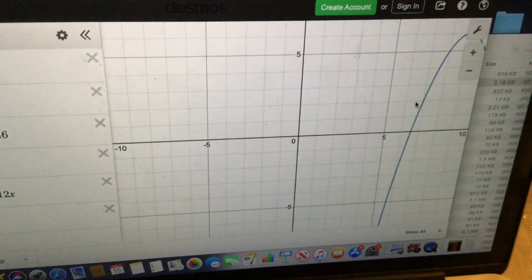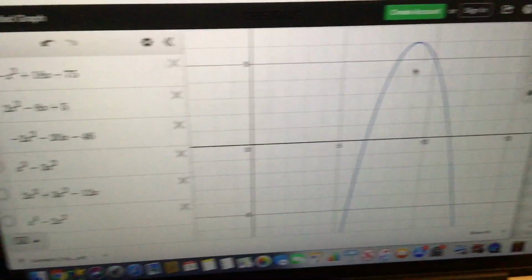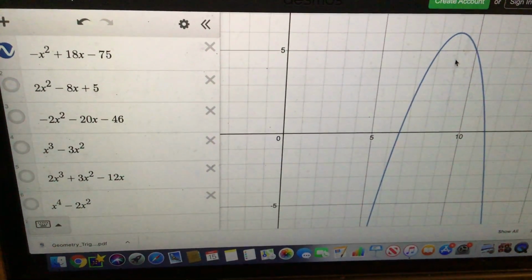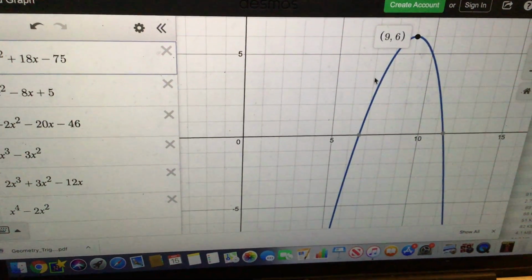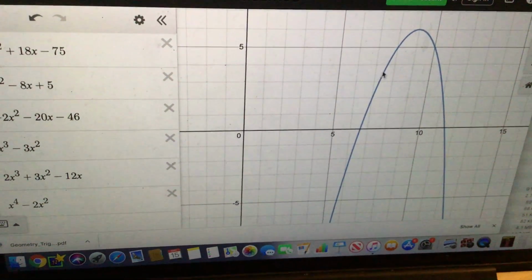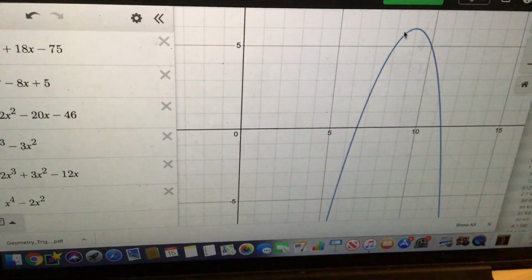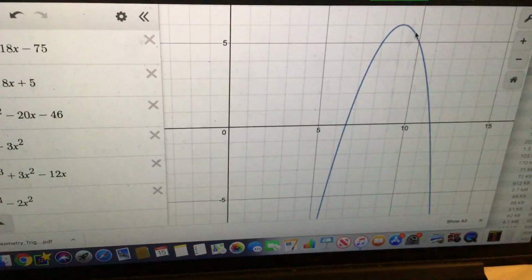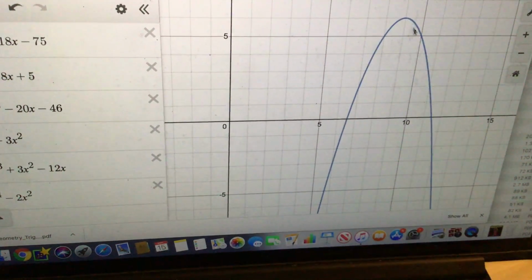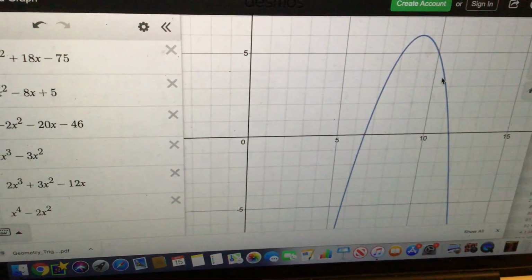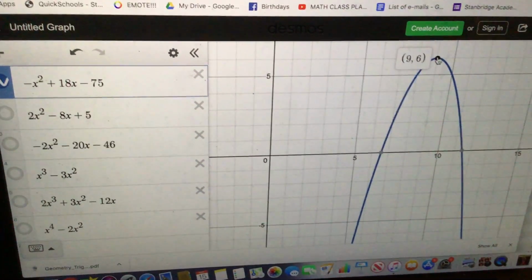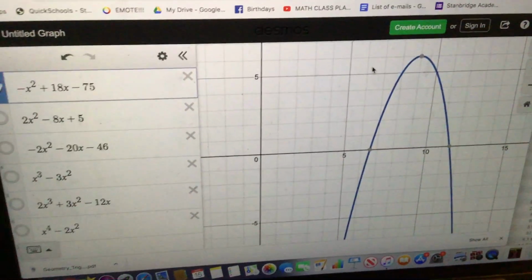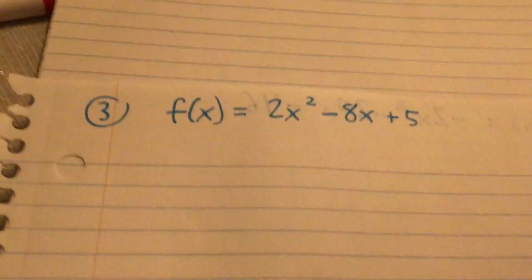So just to confirm with the graph, this is what the graph looks like for y equals negative x squared plus 18x minus 75. The critical point is at x equals 9. Before the critical point, the graph is rising, flattens out, and then falls. Positive to 0 to negative are the characteristics of a local maxima. Maxima would be plural.